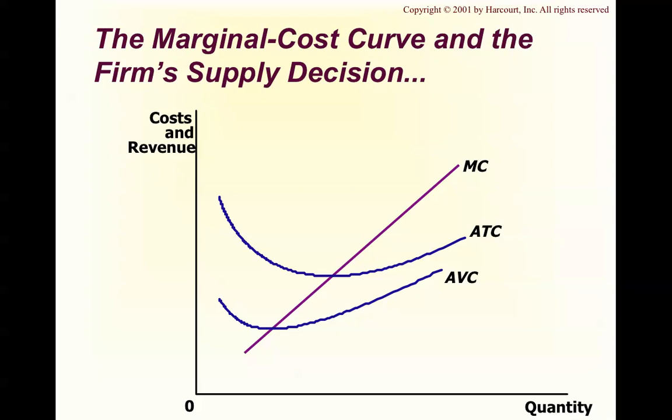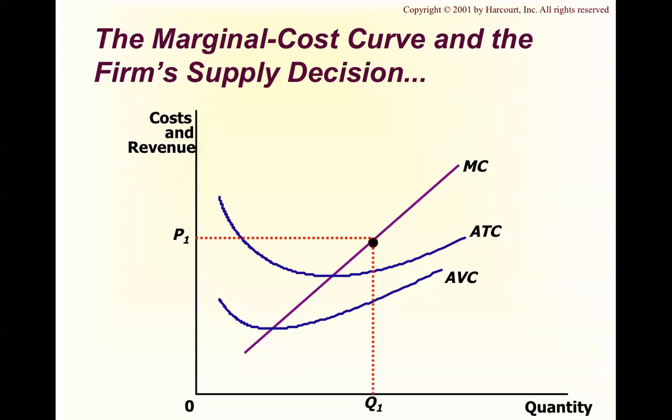The third and final section of chapter 14 is going to go into the technicalities of the resulting marginal cost curve and the resulting what we call supply curve. So it says up here, marginal cost curve and the firm's supply decision.